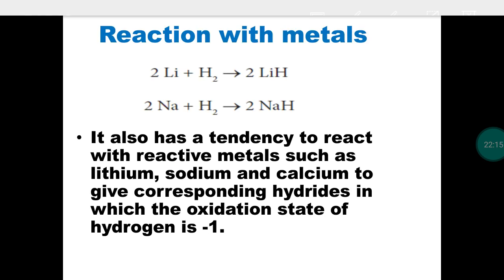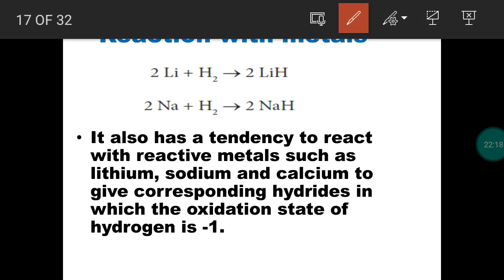Next, formation of hydrides. Instead of non-metals, hydrogen can combine with metals also. When hydrogen gas combines with metals like lithium and sodium, it forms metal hydrides. With lithium, hydrogen forms lithium hydride. With sodium, hydrogen forms sodium hydride. When we analyze the oxidation state of hydrogen in the product, the oxidation state of hydrogen is -1. So this is called hydride formation.